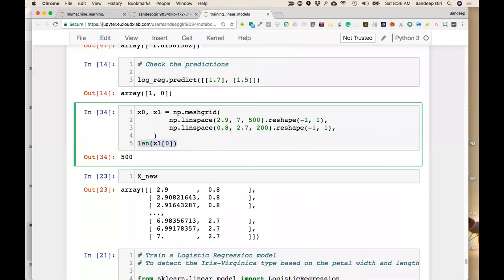So essentially, how should I describe this? What is this? This is a single column vector having 500 values, right? It has 500 rows and one column. Similarly, this one has 200 rows and one column, correct? Now what meshgrid is doing is basically repeating this, I think 200 times, so that the resultant has only 200 values.